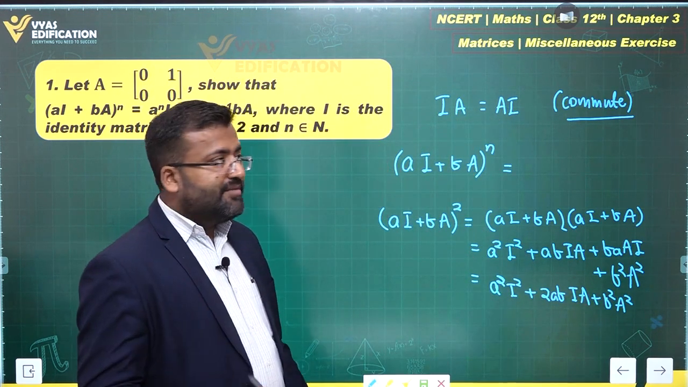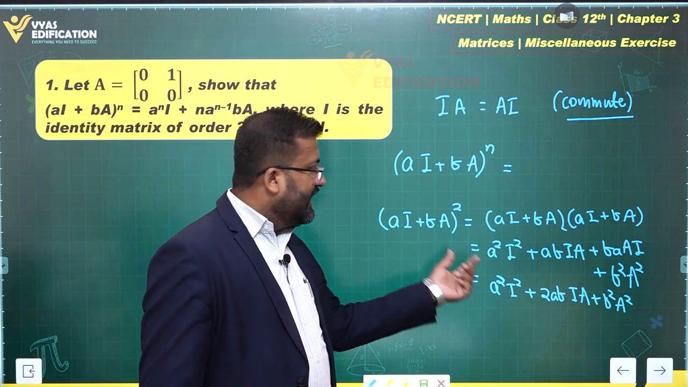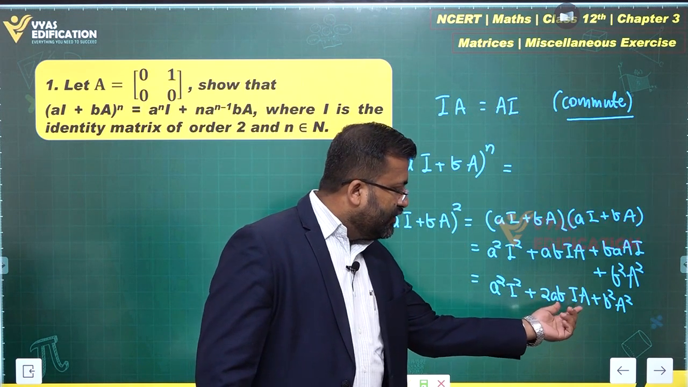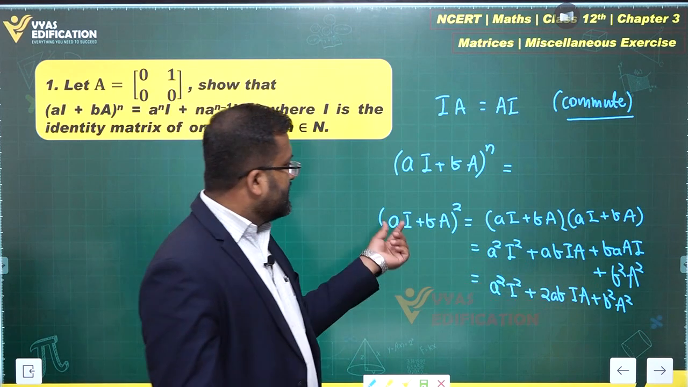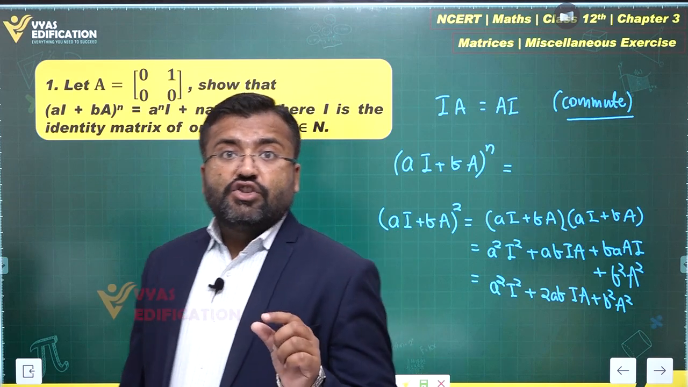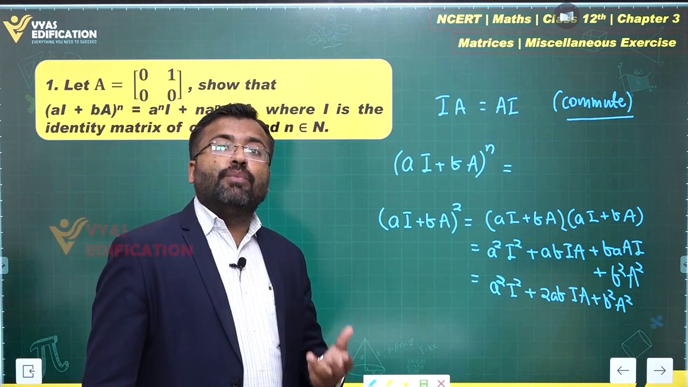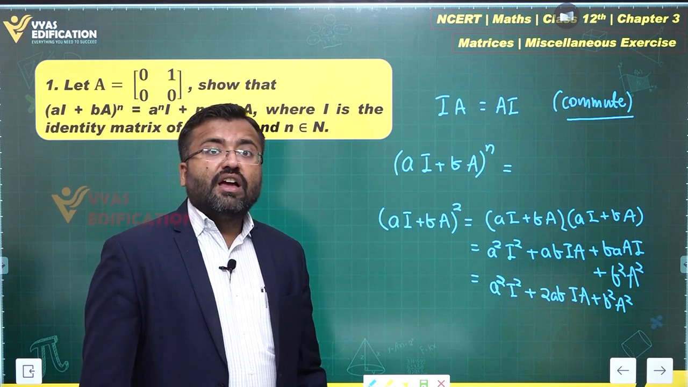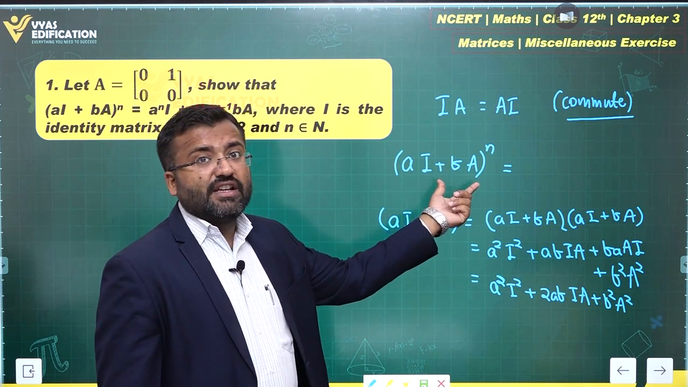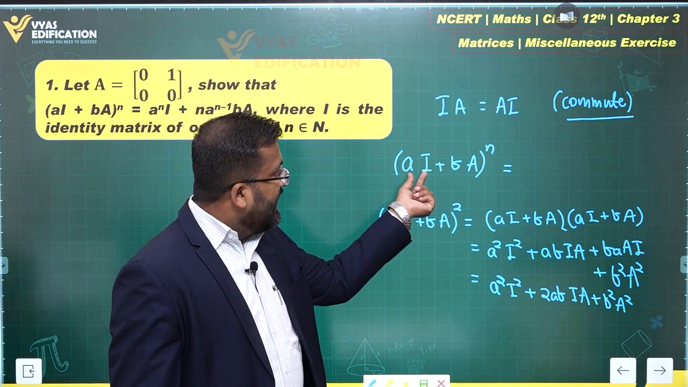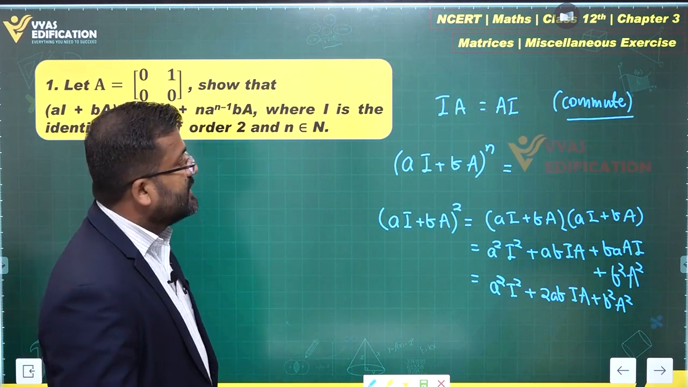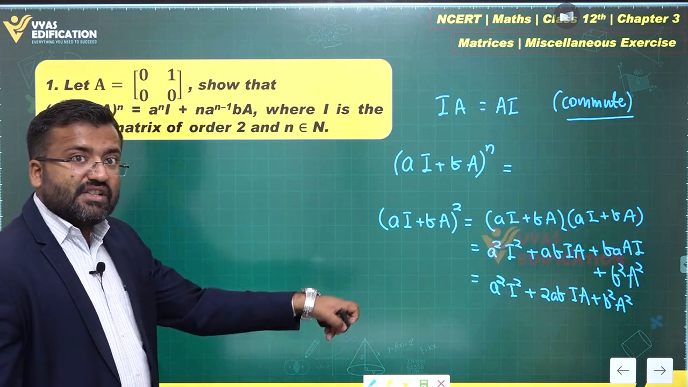So you may clearly observe that what we have done over here is nothing but just the expansion of (x + y) whole square, which is x square plus 2xy plus y square, right? So the expansion of powers of such binomials, all of those results hold for this particular kind of expansion as well, where aI is a matrix and bA is another matrix. If such matrices commute, then such a result holds.